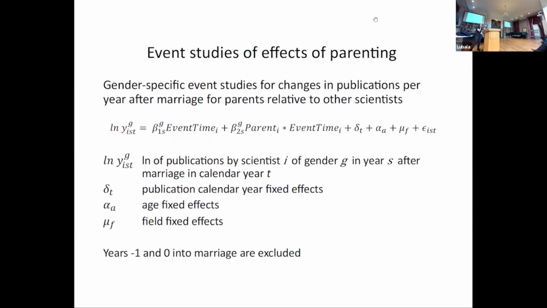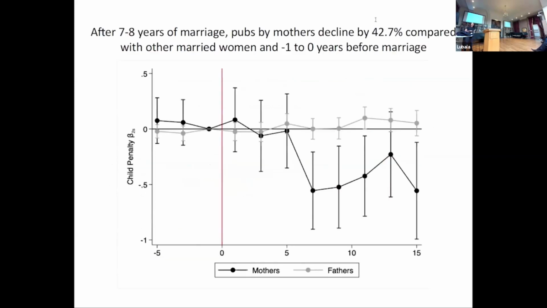So there are the event studies. They look very much like the age studies, but now we run an event study, and we put in age fixed effects because we know that age matters, and field fixed effects and publication fixed effects. The years -0 and 0 before marriage are the excluded years. This is comparing mothers to other women and fathers to other men. After 7 to 8 years of marriage, the publications by mothers declined by 42% compared with other married women.